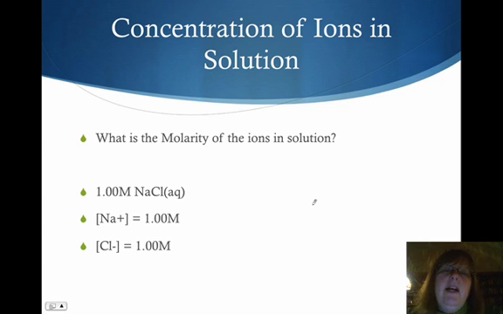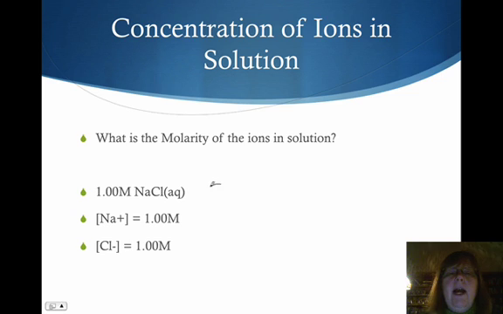When we talked about electrolytes before, we didn't know anything about molarity, but now we do. So we're going to try to combine these two concepts. So what is the molarity or the concentration of these ions in solution? All right, let's say that that was a 1 molar solution of sodium chloride, and that AQ there just means that it's an aqueous solution.